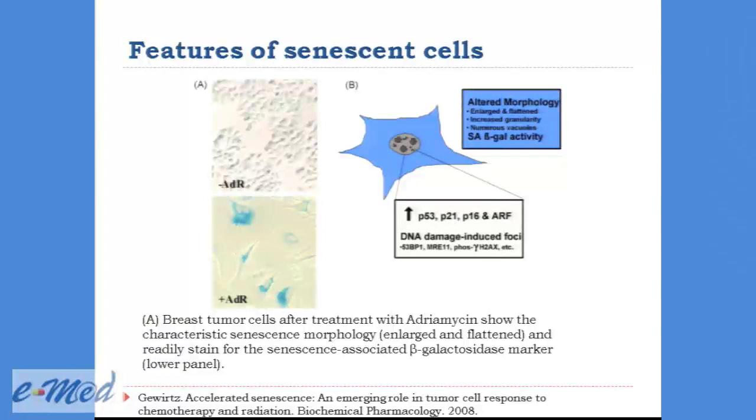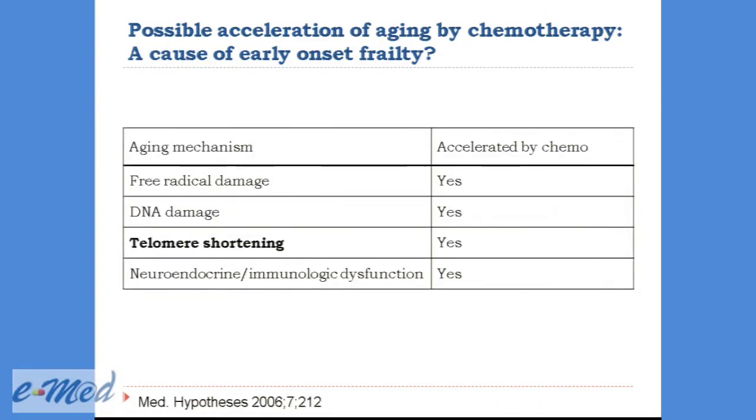The next question is, what can be the main mechanisms of aging by chemotherapy, causing an early onset of frailty? There are basically 4 generally known mechanisms causing aging: free radical damage, DNA damage, telomere shortening, and neuroendocrine and immunologic dysfunctions. I will concentrate on telomere shortening, one because this is the main topic of my laboratory, and the other because it's probably the most important physiological and pathophysiological cause of aging.